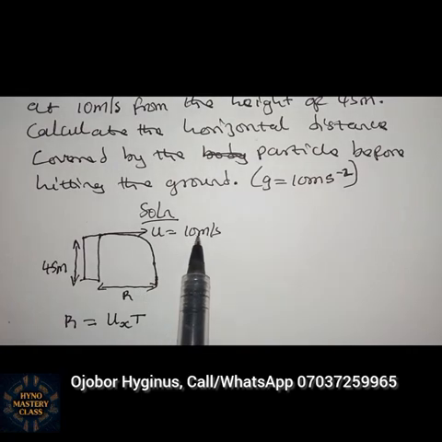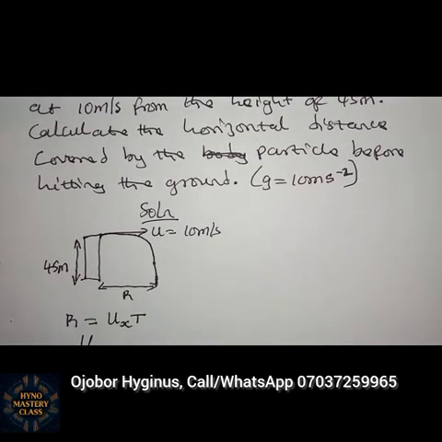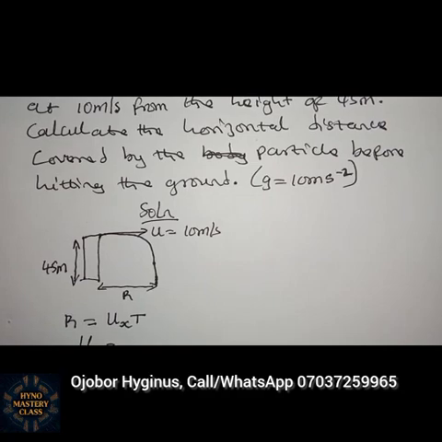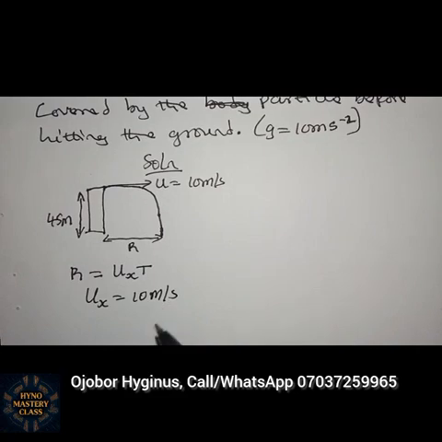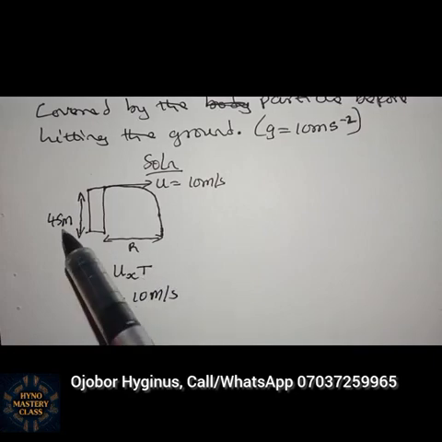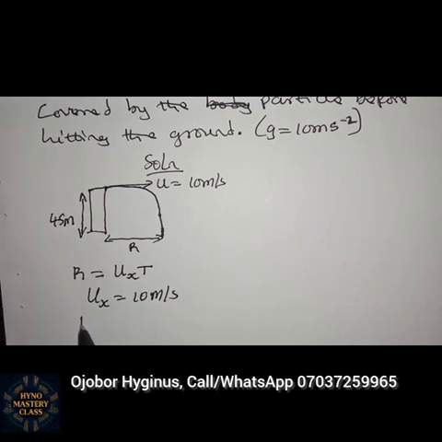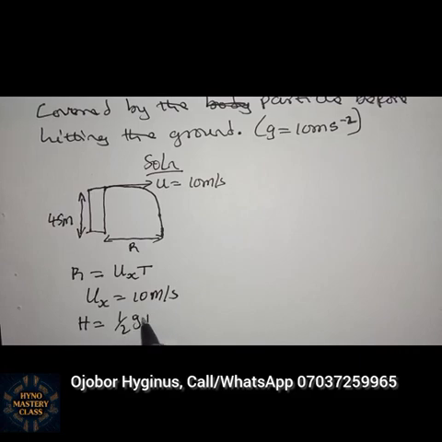And then to get this R, ux is the horizontal initial velocity, which is 10 meters per second. But we do not know what time is. We are looking for range, we do not know what time is, but we know the height. But we know that the formula to determine height from what we just discussed is half gt squared.